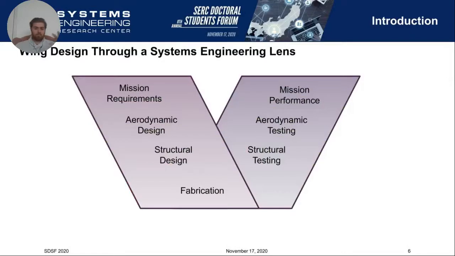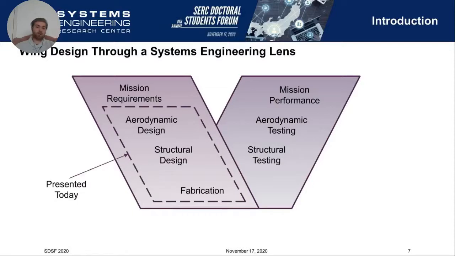So putting this into sort of a systems engineering lens, we have mission requirements, aerodynamic design, structural design, and then fabrication, and then having to validate and verify that process all the way back up. And for my work, I'm really going to focus on the lower end of the left side of the V. So how do I design my wing aerodynamically? How do I come up with a structural design? And how do I fabricate that?